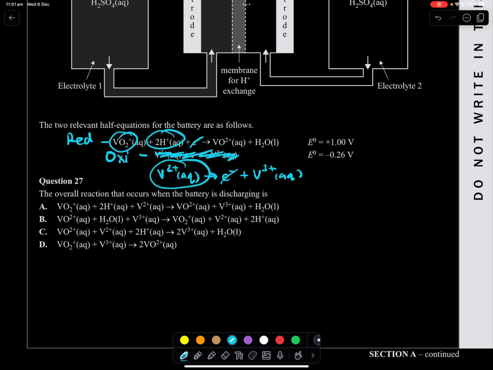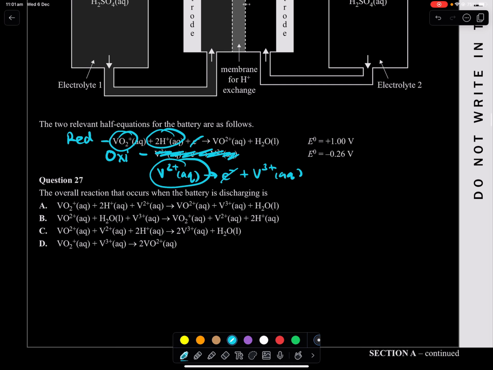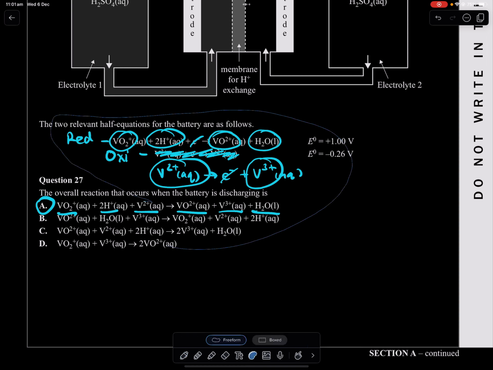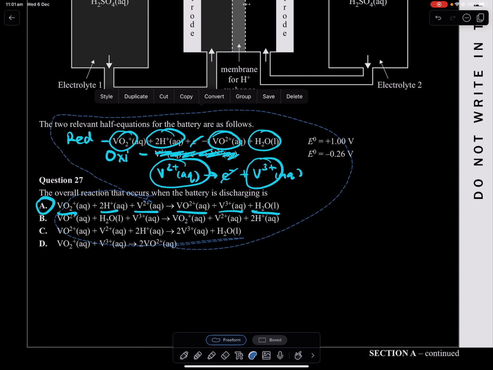So VO2 plus, which one has that? Plus 2H plus, so it has that, plus V2 plus, yes. And then we have to have this, plus this, plus this. So VO2, that's great. H2O, which is here, and V plus, yes. So A looks like the best one for that one. That's an easy one, that's not too bad. Let me just rub this whole thing now. Too much mess.